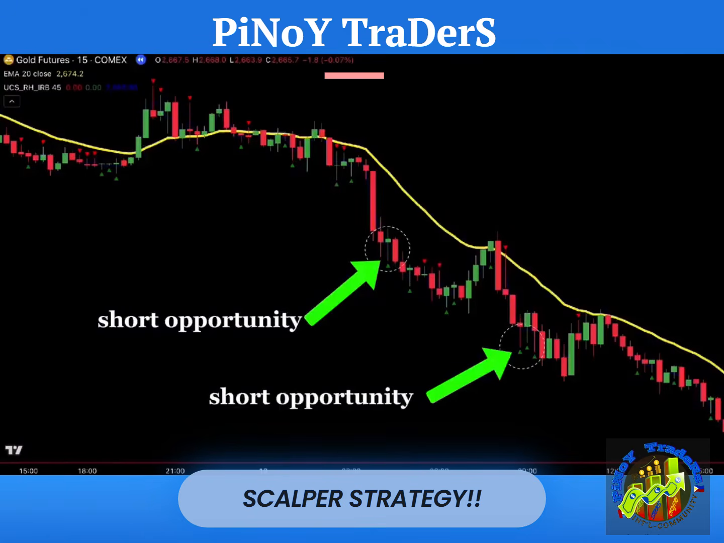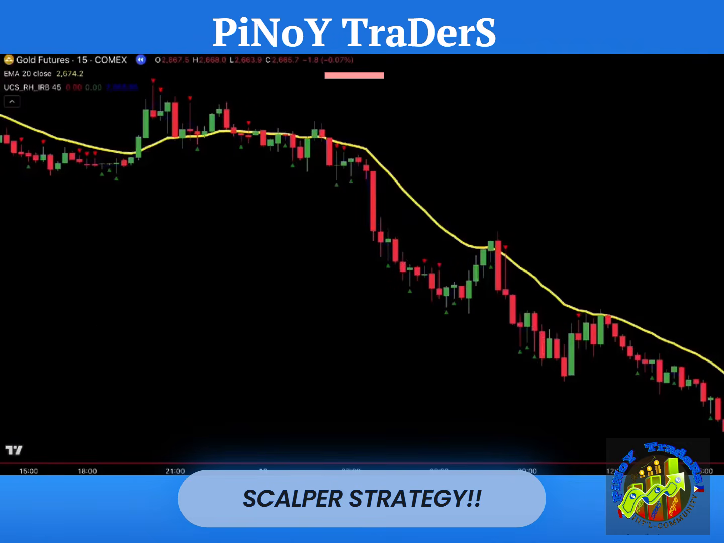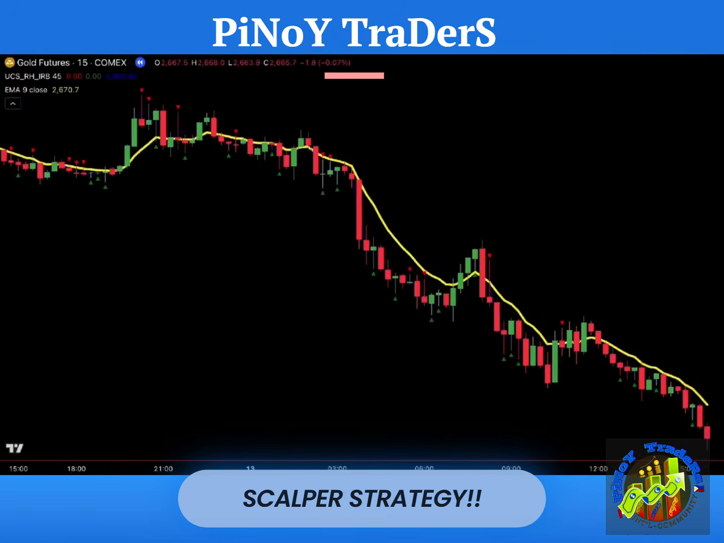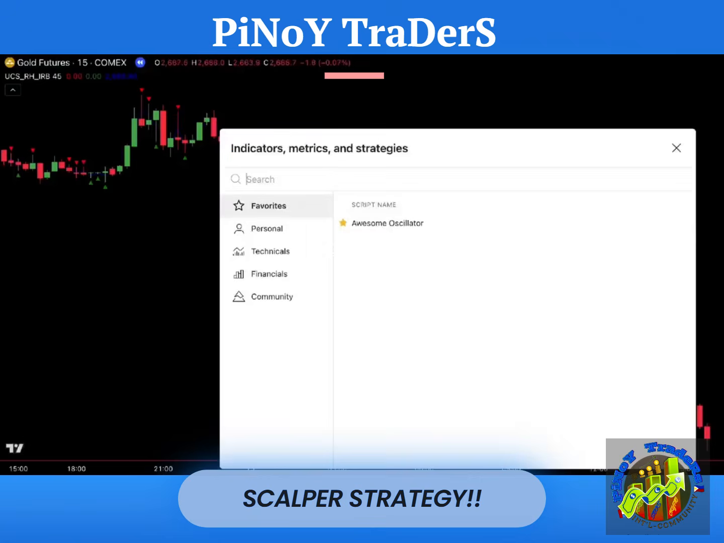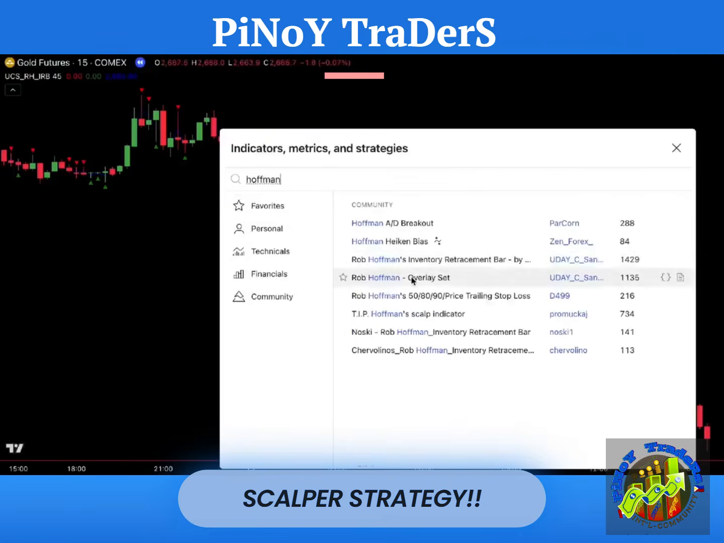Even with the inventory retracement indicator, you might want more precision. That's where Hoffman's overlay indicator comes in. Here's how to set it up. First, we remove the 20 exponential moving average as we don't need it anymore. Go to the indicator, search for Hoffman again and select Hoffman's overlay.